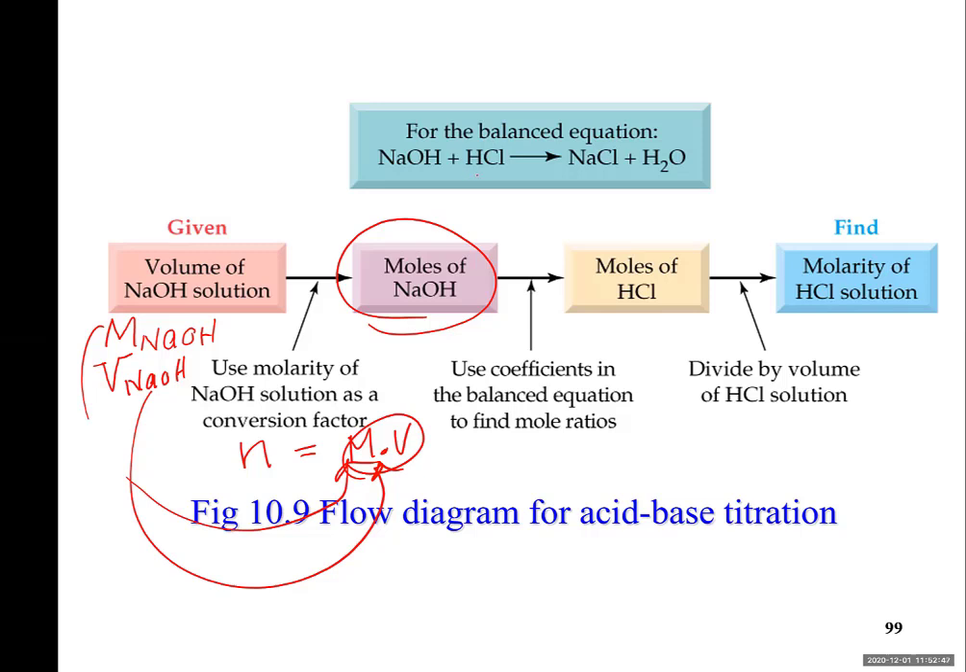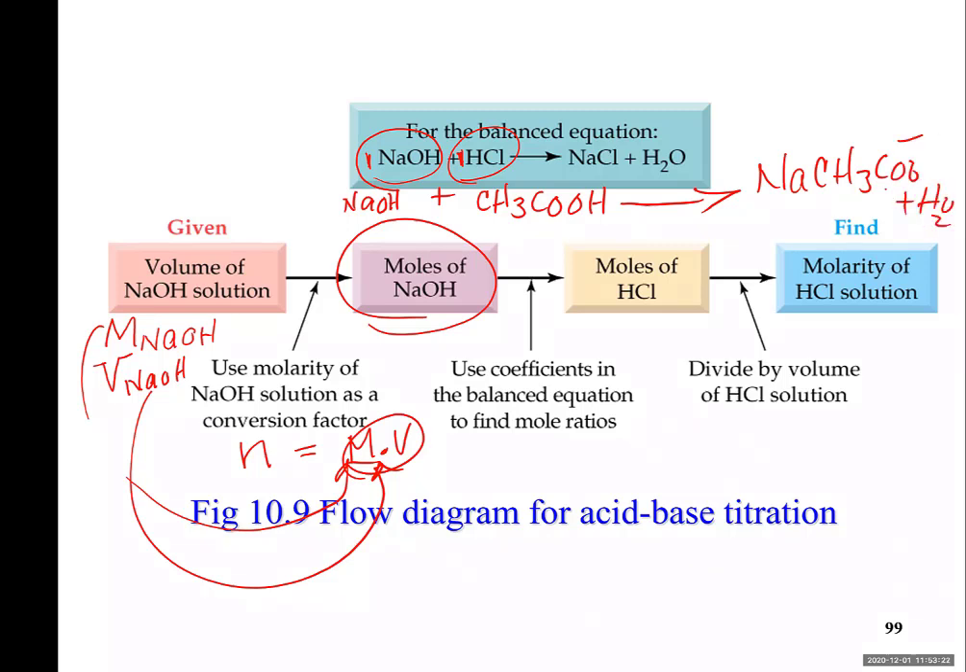If I am looking at this equation, do you see the ratio is 1 to 1? What is the meaning of a 1-to-1 ratio? That means you have an equal number of moles used. For lab 13, you are using acetic acid with NaOH. This is the equation. And this results in the formation of NaCH3COO plus water. So in here also the ratio is 1-to-1.